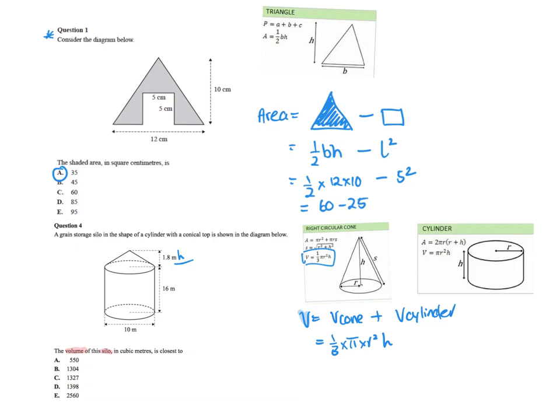And the radius is going to be, what's the radius? The radius will be the same for both of them. It's when you go from the center out to the edge. What's the radius in this example? 5. Good, 5. So we'll have 1/3 times pi times 5 squared times this is the cone's height, which is 1.8, plus the volume of a cylinder, which is pi times the radius squared times the height, which is 16, and we plug all that in. Okay, so I got that to be 1304 if you round up. So there you go. All right.